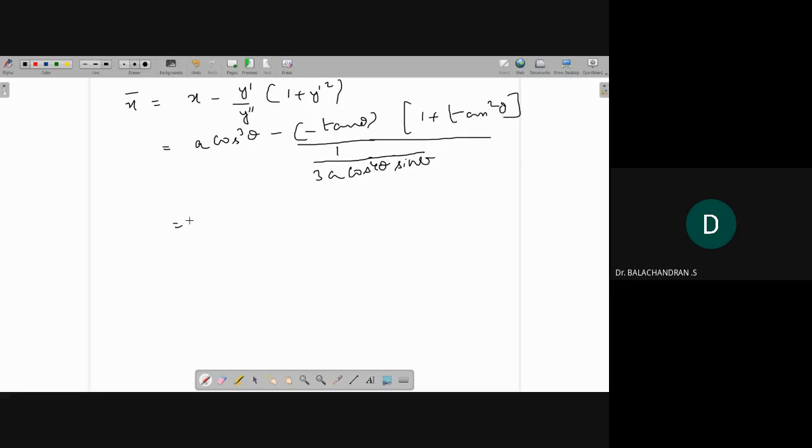So next step, a cos cube theta plus 3a cos power 4 theta sin theta, tan theta. Tan theta you can write sin theta by cos theta, into secant square theta. Secant square theta you can write 1 by cos square theta.